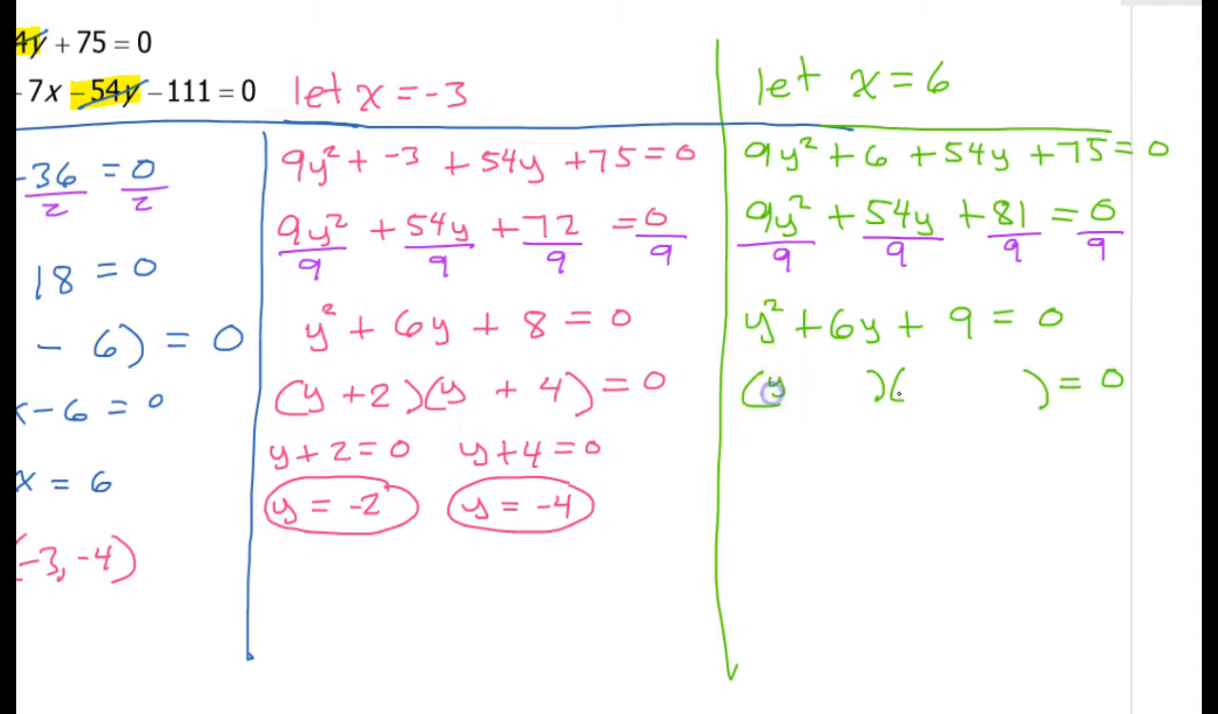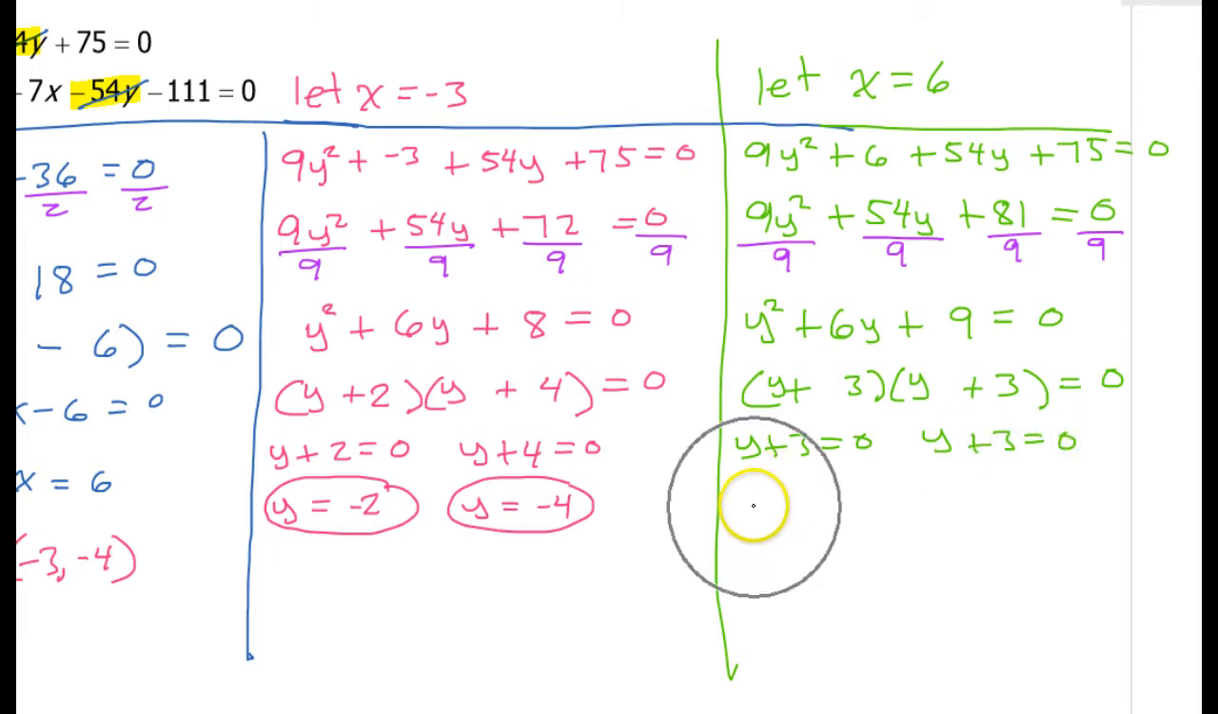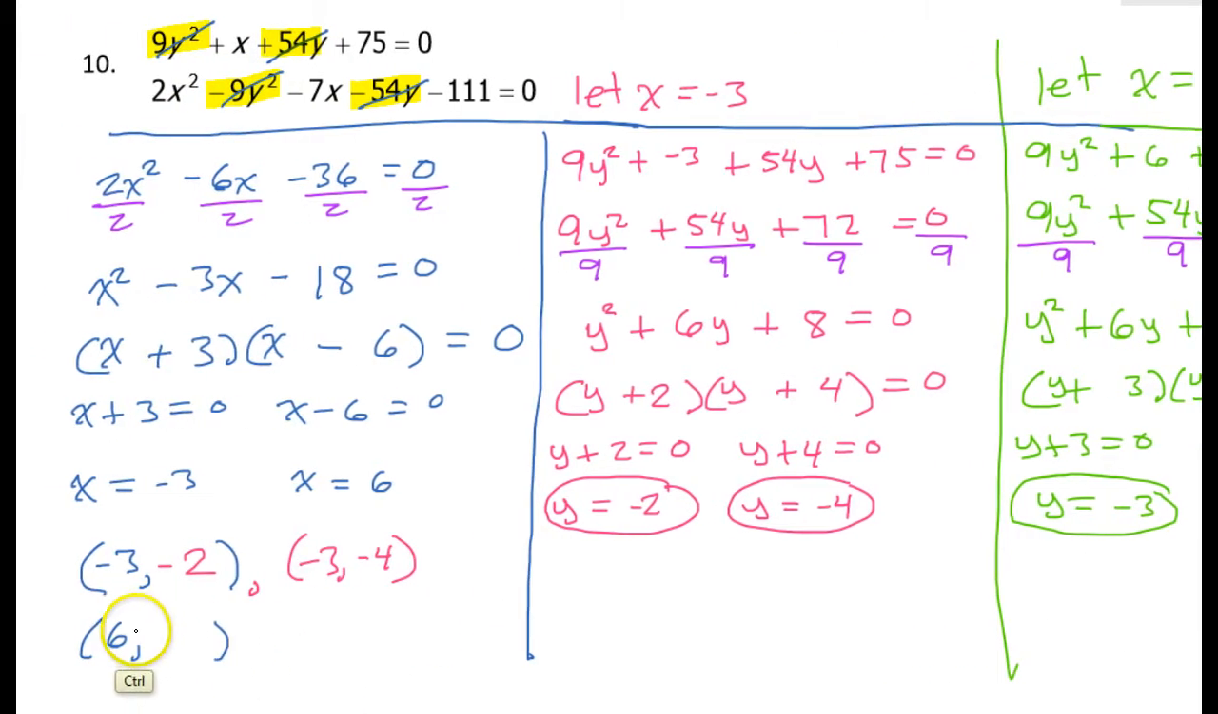Y squared will be y times y. 9 is going to be 3 times 3. And I can just leave them both positive because 3y and 3y make 6y. Setting these equal to 0, I have y plus 3 equals 0. And I really don't need to write this twice because they are identical. So either way, I'm going to get y equals negative 3. Okay, so when x is equal to 6, y is equal to negative 3. So that means I have the point 6 comma negative 3.